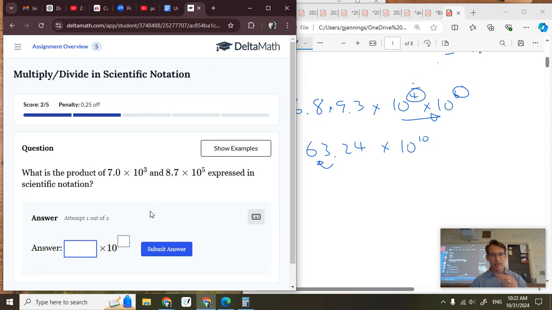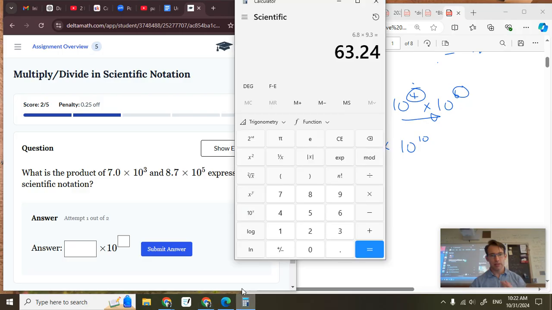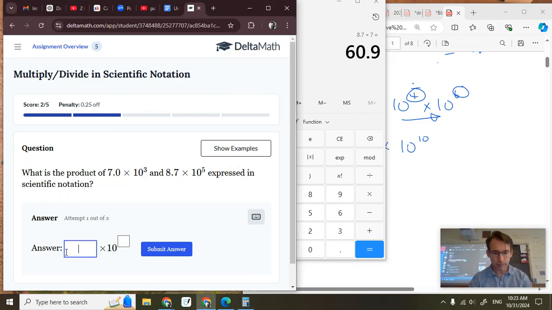Okay, so this one, 8.7 times 7, I can do that in my head, but I don't want to. I have a calculator out, so it's 60.9 times 10 to the 9, 6.09. 6.09 times 10 to the 9. I added these exponents, the 5 and the 3, but then I have to add one more because it's not 60.9, it's 6.09. So when I move that over, I have to rebigify.